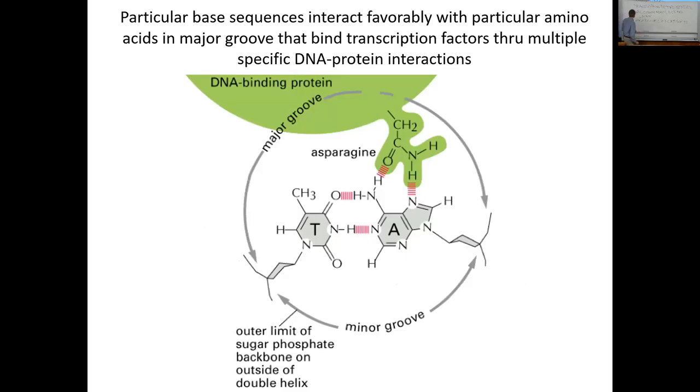So in this slide, this just starts to give you a hint at what is going on as a transcription factor binds. You can see up at the top in green here, we have our transcription factor. So this would be an amino acid that is part of that transcription factor. And you can see here's a base pair that is somewhere between the major and minor groove. It's a little unclear as to what this represents, but you can see that there are favorable interactions between the bases and this particular amino acid.